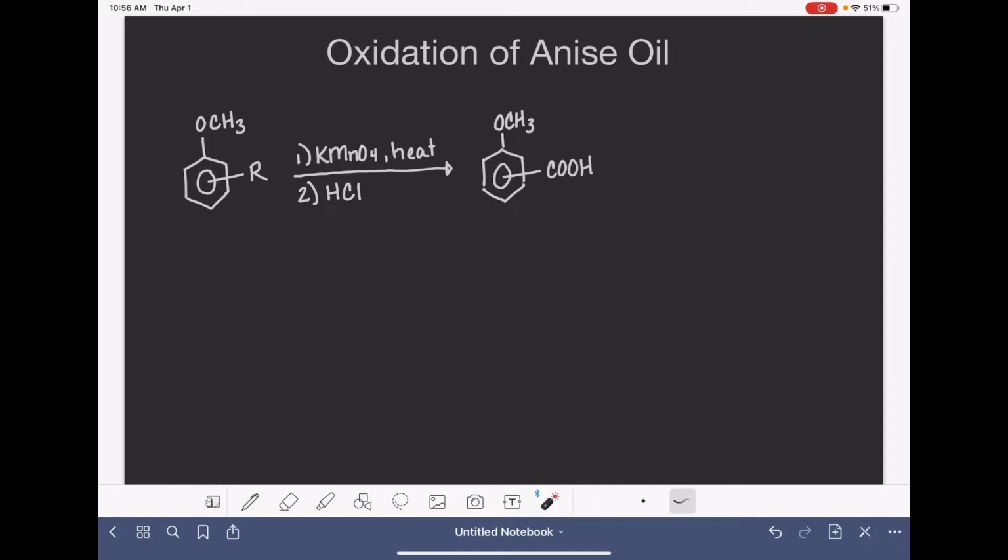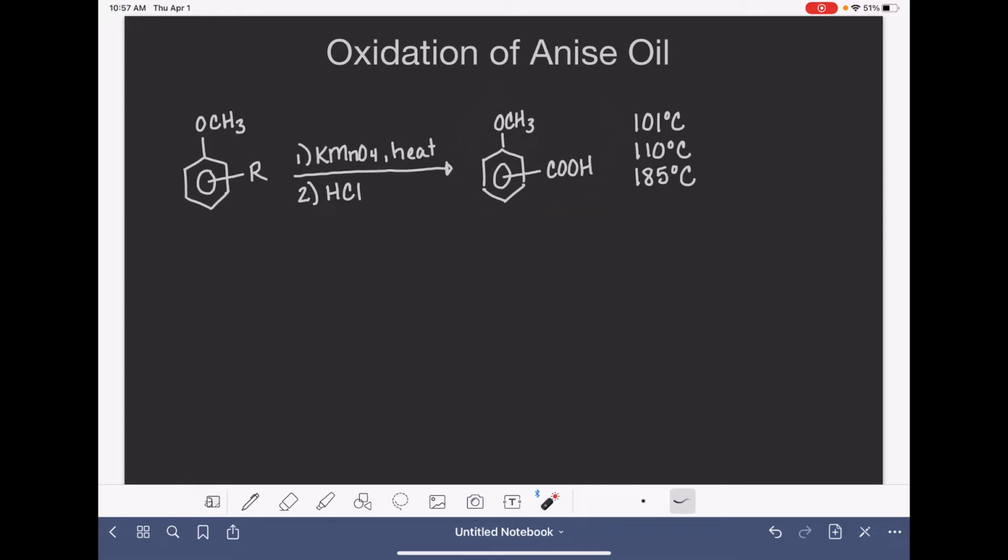Now, the goal of this experiment is to determine the relative position of the R group, or to determine the relative position of the carboxylic acid group relative to the methoxy group. So we're basically trying to figure out, is this an ortho product, or is it a meta product, or is it a para product? And we'll do that by determining the melting point of the product of this reaction. The ortho, meta, and para products have pretty significantly different melting points, 101 versus 110 versus 185. So it'll be really easy for us to distinguish which isomer we actually have.